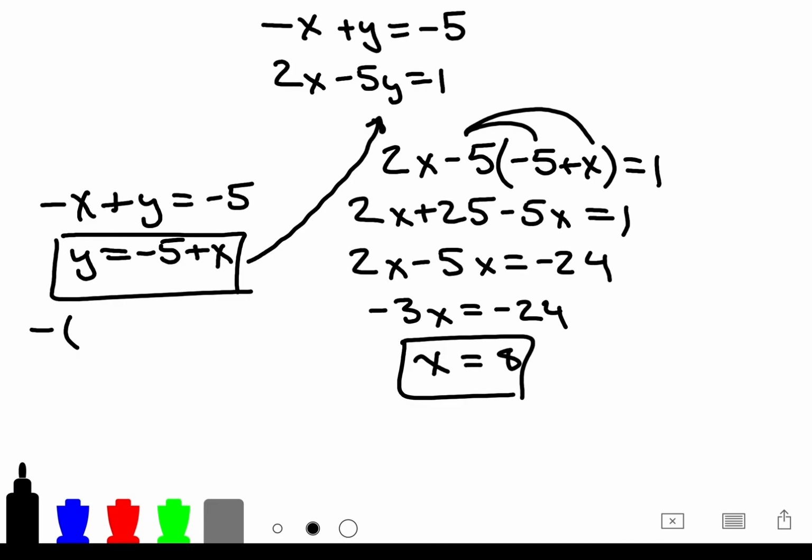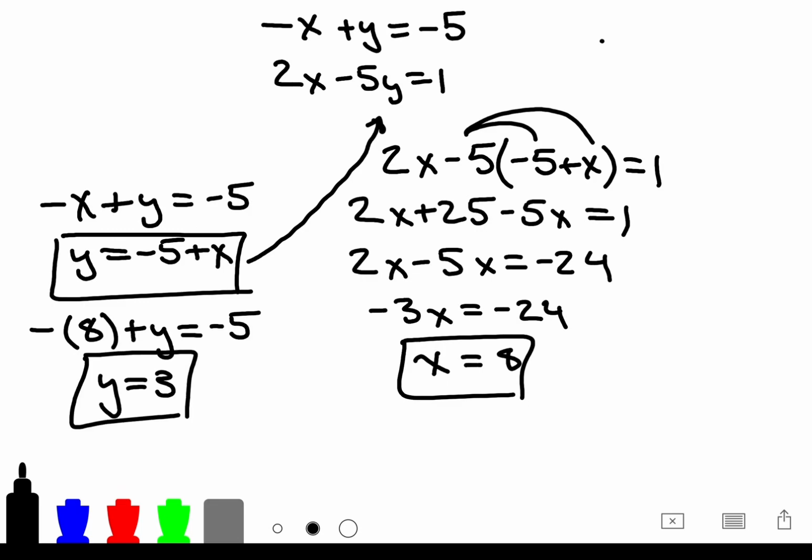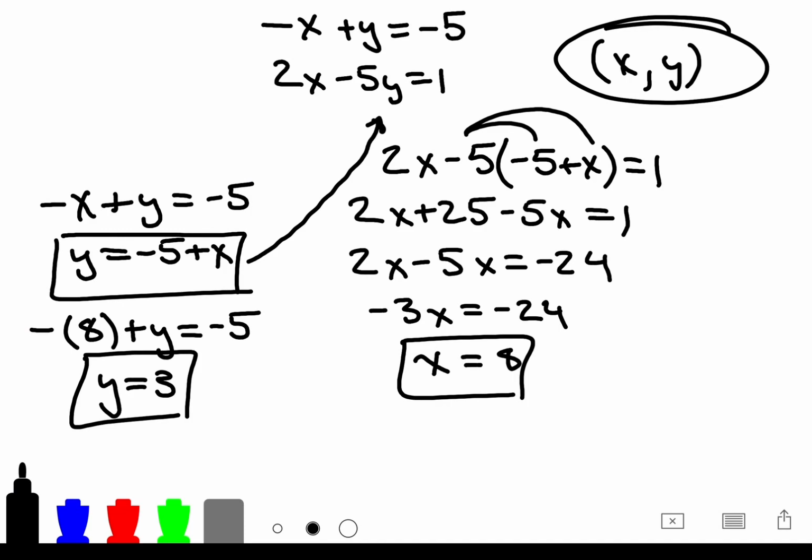Now what does this mean? What do these x and y mean? Well, if you notice, the points on a graph are x and y, just like that. It's just at 8, 3. So what we're really solving for here is the point of intersection. If these two lines are plotted on a graph, their point of intersection will be exactly what we solved for.